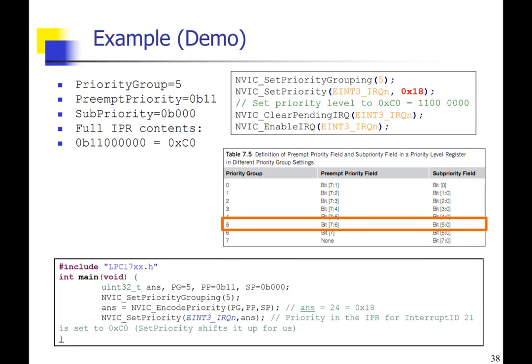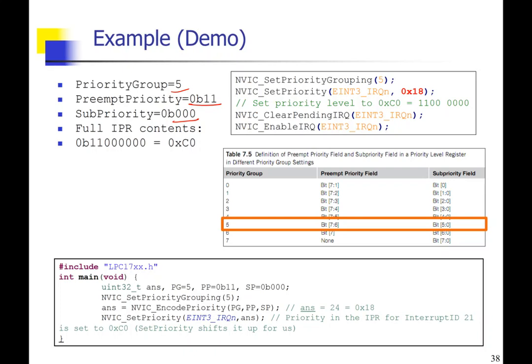Now just a final example before we wrap up this chapter. Suppose I want the priority group setting to be 5 for whatever reason. When priority group setting is 5, 2 bits are used for preempt priority and 3 are used for sub priority, right? Then let's say my preempt priority is 1 1, and sub priority is all zeros. Let's say that is what I want to do.